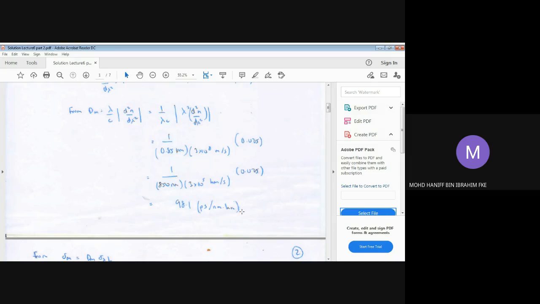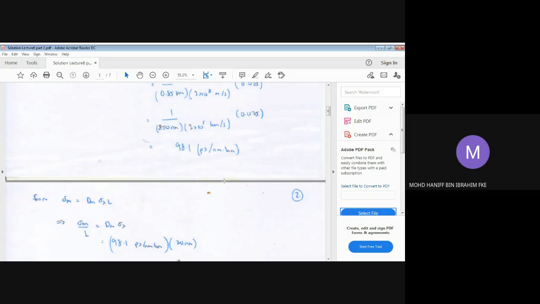nanometer per kilometer. Note that what I did here is I straight away changed from 3 times 10 power of 8 to 3 times 10 power of 5 kilometer per second, and the micrometer unit is now changed to 850 nanometer. That's why we have these units for the Dm, which is 98.1. If you wrongly substitute the values, the unit will be different, so you have to be very careful with the substitution of these values.